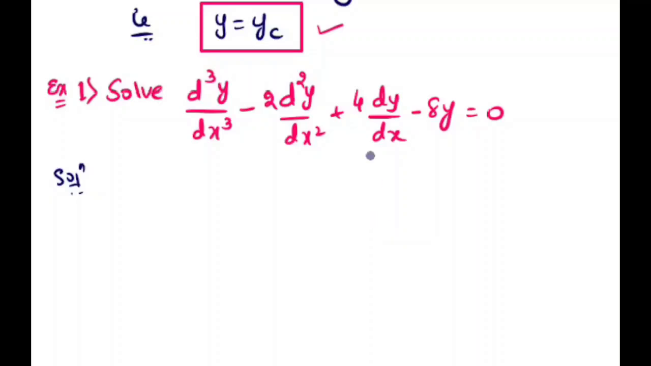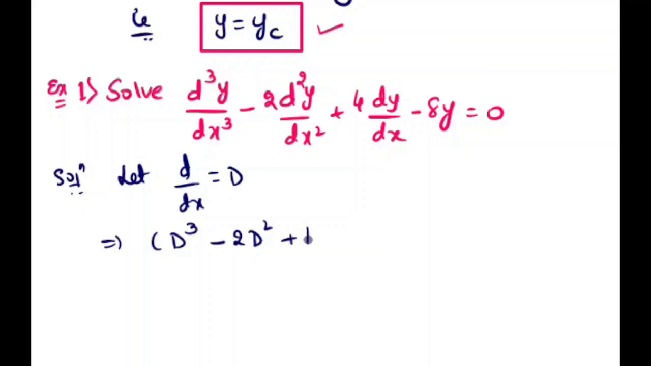You can see here the given equation is d cube y by dx cube minus 2 d square y by dx square plus 4 dy by dx minus 8y is equal to 0. Now let us simplify step by step. First step, let us take d by dx equal to capital D, always for every problem. So this given differential equation becomes d cube minus 2d square plus 4d minus 8. I have taken y as common from all the terms because that is common to all the terms.